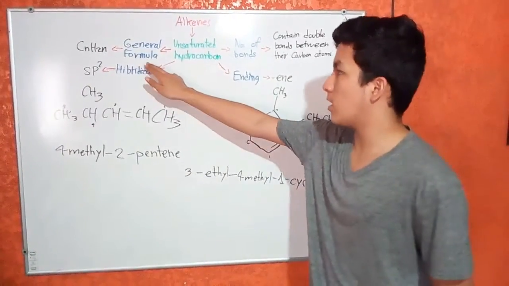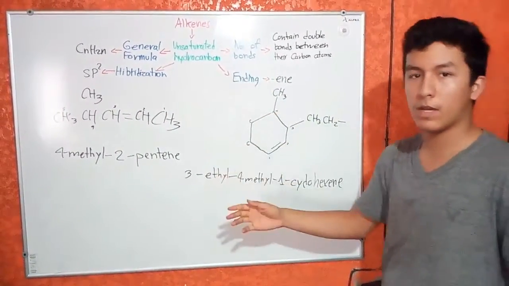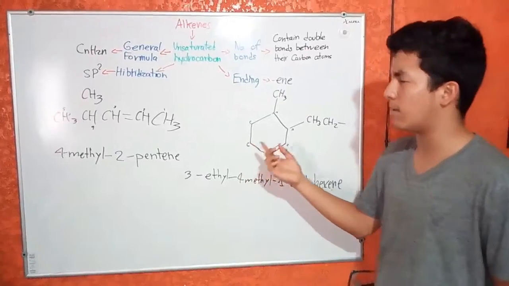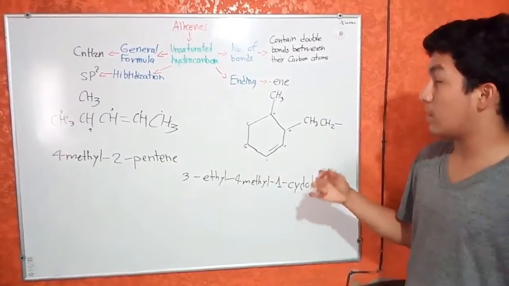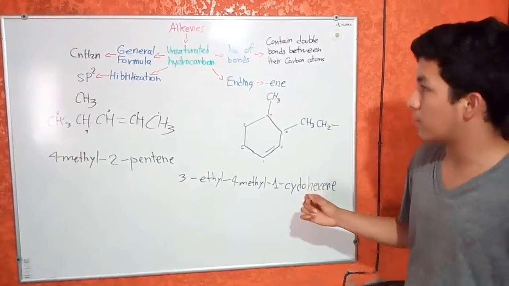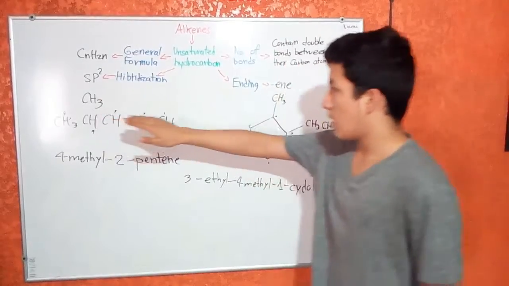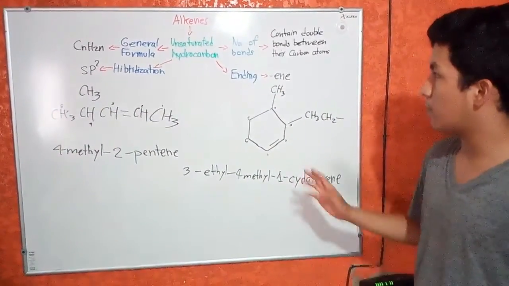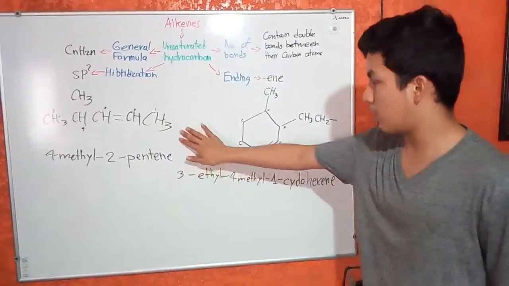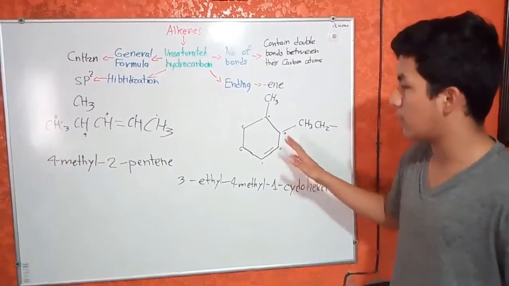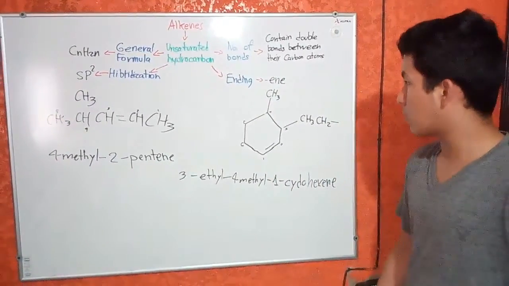The general formula is CnH2n, where the letter n, as we already know, stands for the number of carbon atoms that they have in their compound. The hybridization is sp2, and well, that's all the characteristics and information about the alkenes. But we also must learn how to name their different compounds or structures that we can find maybe in the exam or somewhere else, and name them correctly.